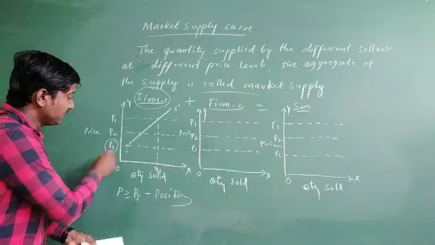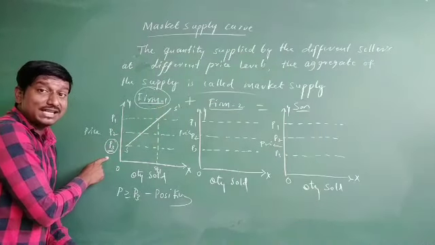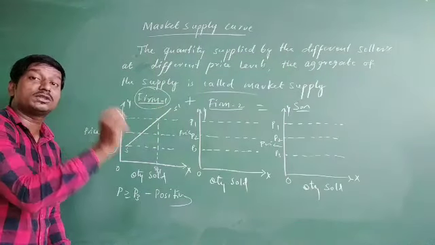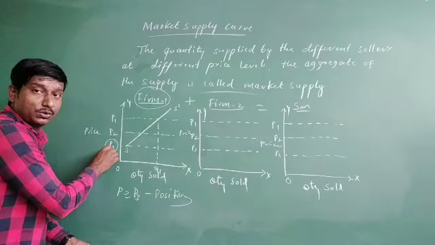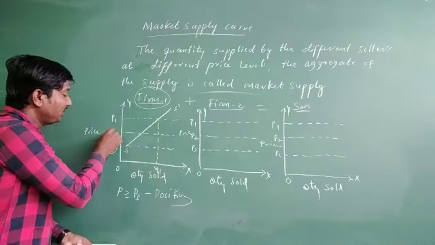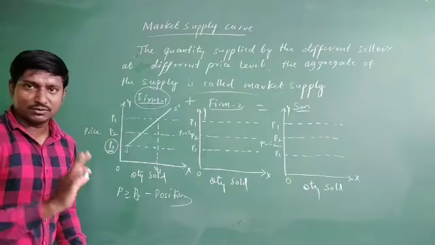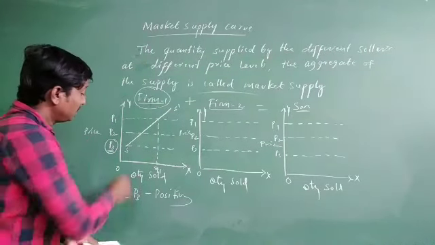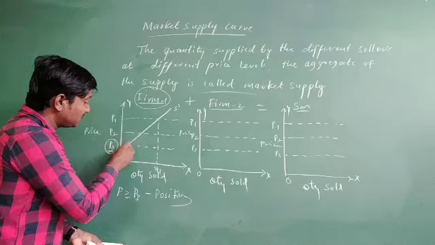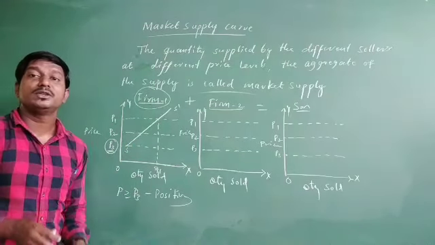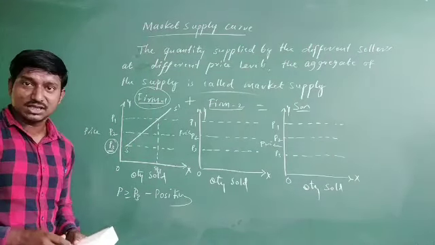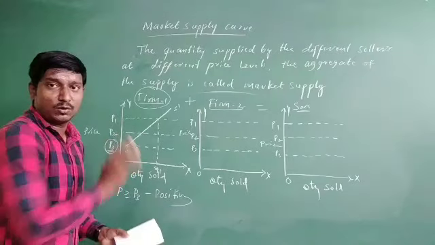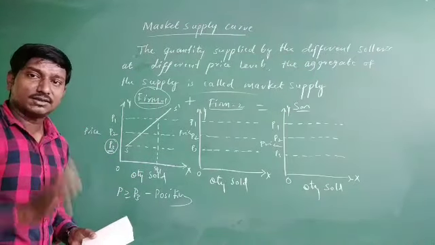Q1, which means firm 1 supplies if the price is greater than or equal to P3. If P2 is also there, no problem, firm 1 will supply. If P1 is there, then also firm 1 will supply. But below this P3, firm 1 is not going to supply. Okay, this is the supply curve of firm 1.